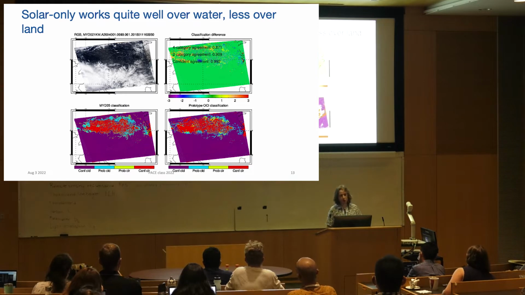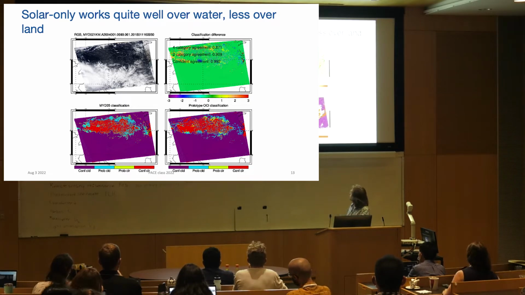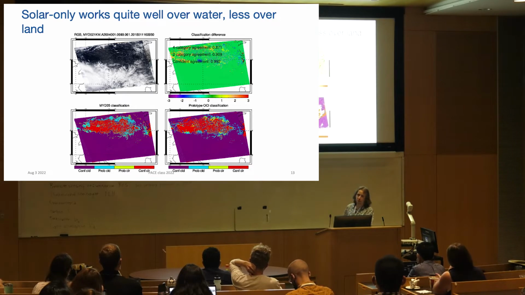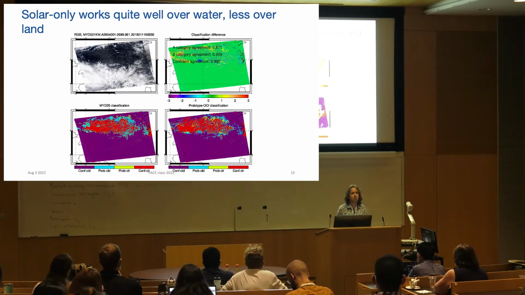If you go to scenes over land, like this one over China, you can see there's a lot more disagreement between the two. So here are some aerosols along the southeastern coast of China. And the MODIS mask thinks they're probably a mix of probably clear and isolated pockets of cloud. Whereas if you don't have the thermal bands, you get a few misclassifications where it thinks this is definitely a cloud and a few where it thinks this is definitely clear. So it's a lot less robust over land than over water.